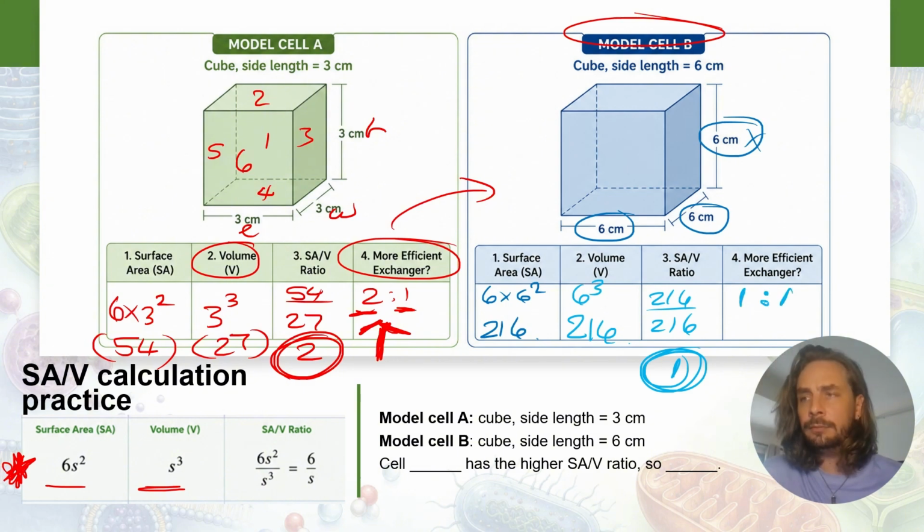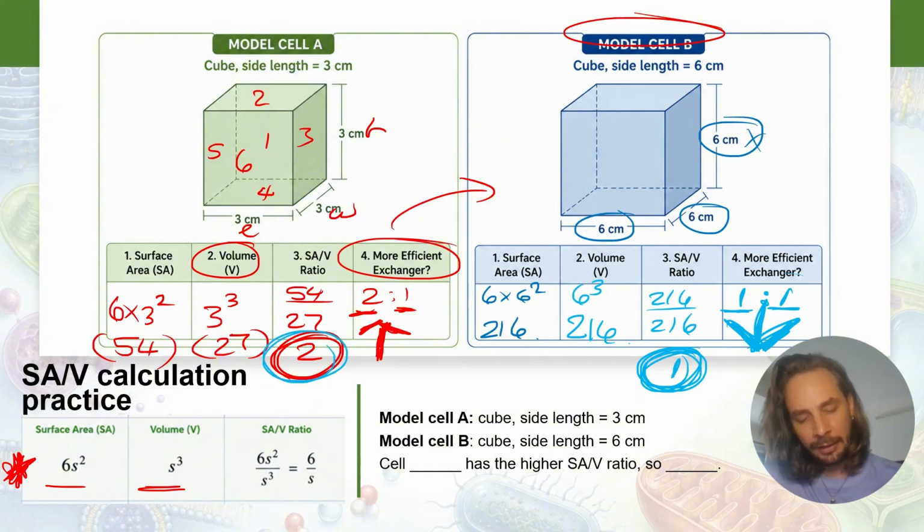So it just means that for every 1 of surface area, there is 1 of volume, meaning that it is less efficient, okay? Because this ratio is only 1, and the other ratio is 2, meaning there is more surface area to volume, and here the surface area to volume is the same. That is why Model A is more efficient.